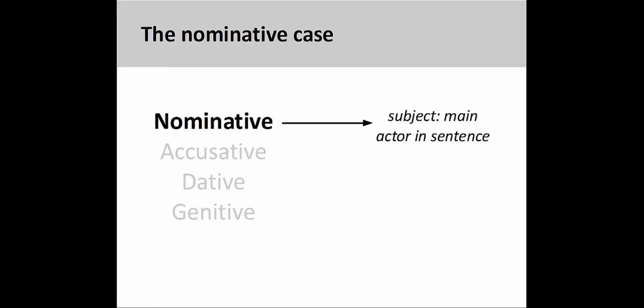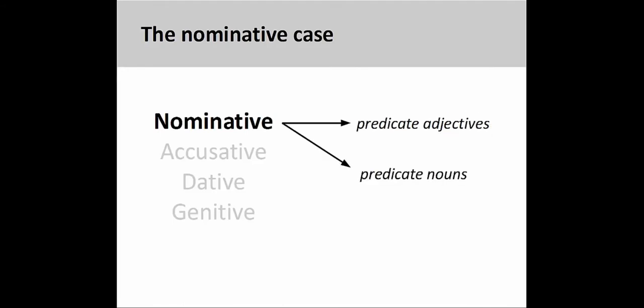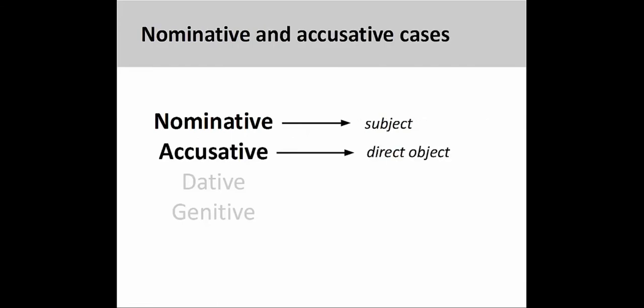The nominative case is used to mark the subject of the sentence, which is the person or thing performing the main action in the sentence. It is also used to mark the predicate adjective or predicate noun in a sentence. You may want to review the presentation on the nominative case before learning about the accusative case.